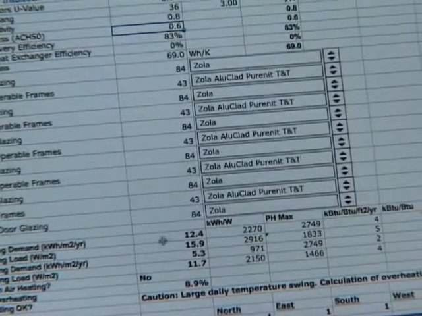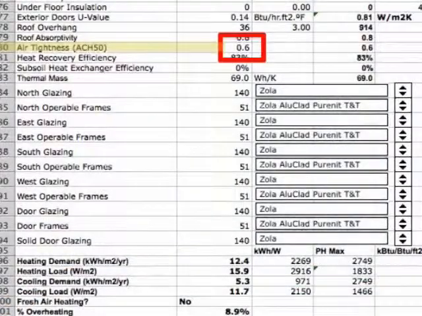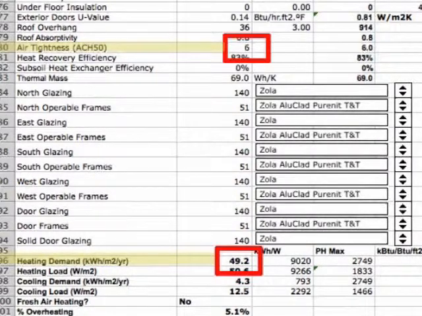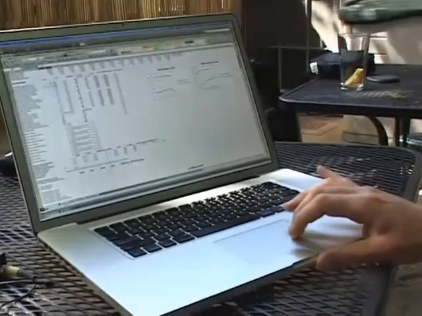So for instance, the air tightness right now is set at 0.6, which is the maximum allowable for a Passivhaus, and my annual heating demand is 12.4. If I change that to 6, which would be typical air leakage for a standard house built in the U.S., it goes up to 49.2. So a major difference just from that air tightness. I think it's a very good verification tool. You put a building in here and it gives you what's been field tested to be a fairly accurate result.